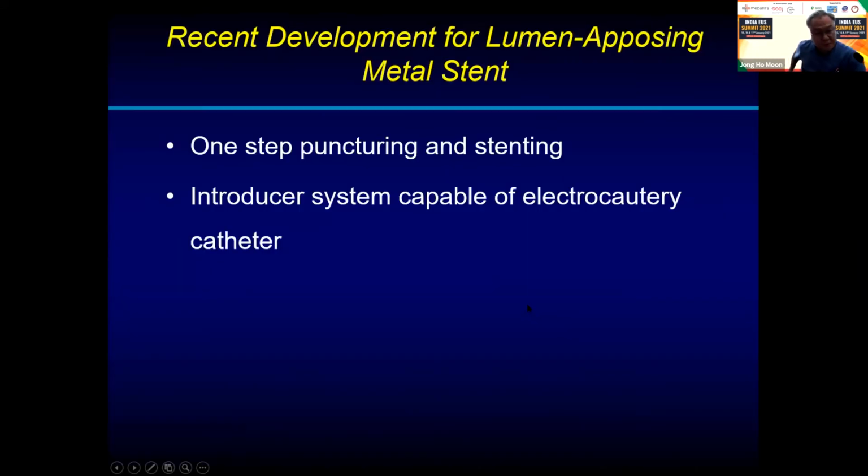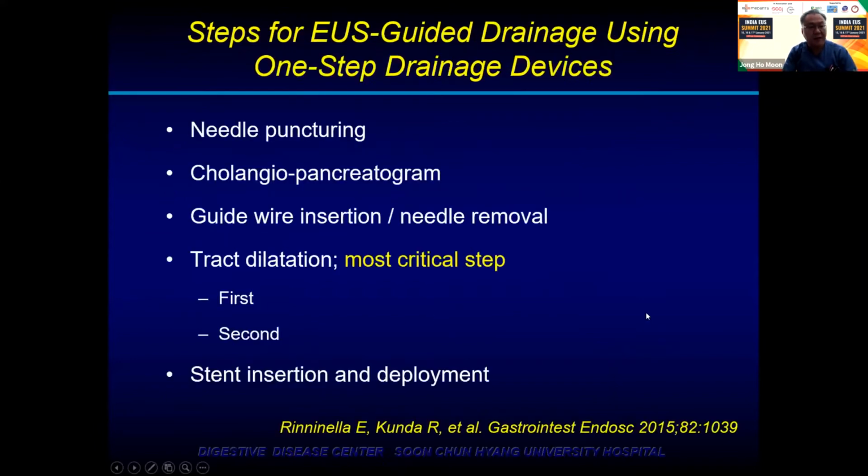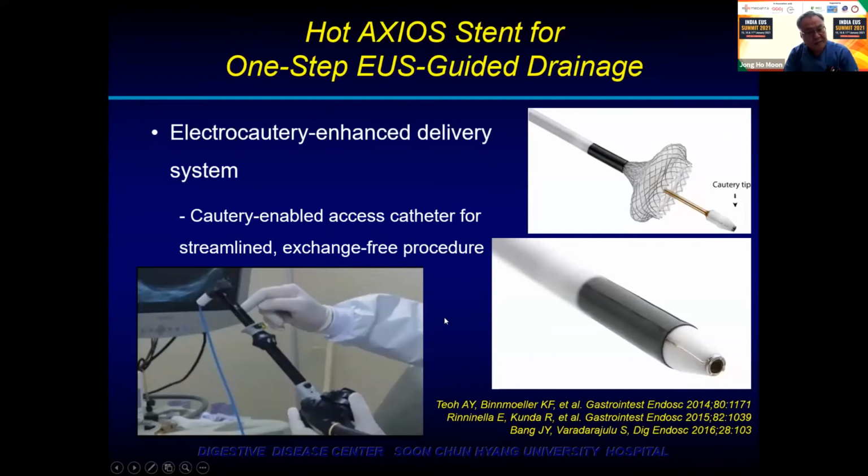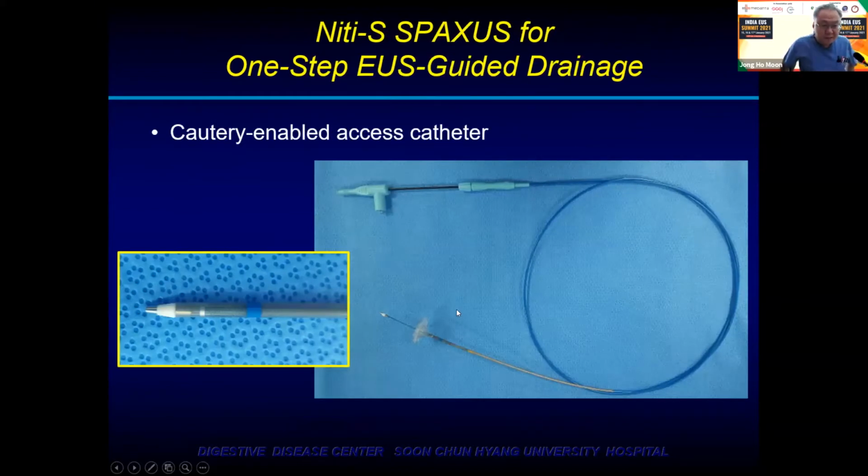A recent development of the lumen-apposing metal stent is a one-step puncturing and stenting using an introducer system with an electrocautery catheter. It can reduce the very critical tract dilatation step, so the procedure can be easier. Hot Axios by Boston Scientific was the first one having an electrocautery-enhanced delivery system for one-step EUS-guided drainage. Also, Spaxus is developed having a cautery-enhanced access catheter for one-step EUS-guided drainage.